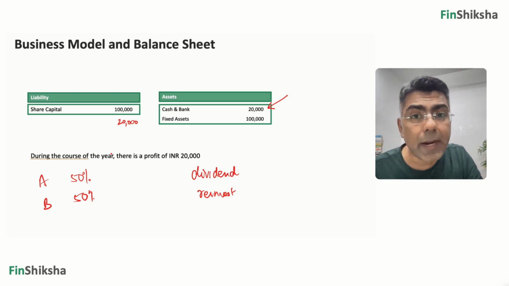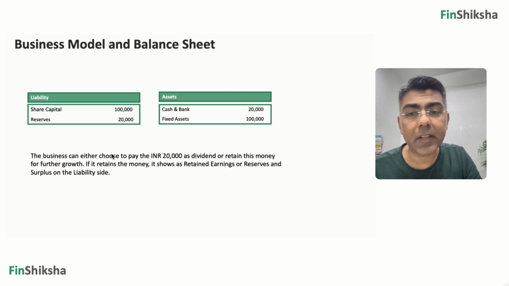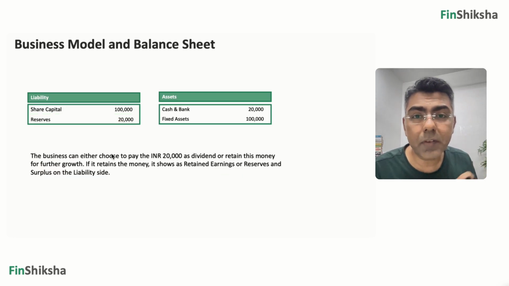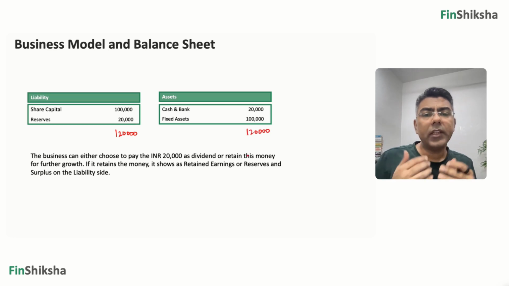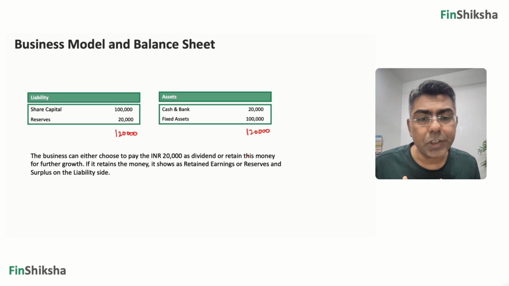Correct? So I will add a line item on the liability side and call that reserves. Reserves and surplus, right? Or retained earnings or other equity. Now, when I look at the balance sheet, you will see the liabilities side would appear to be 120,000 and the assets side would also appear to be 120,000, thereby balancing the balance sheet.